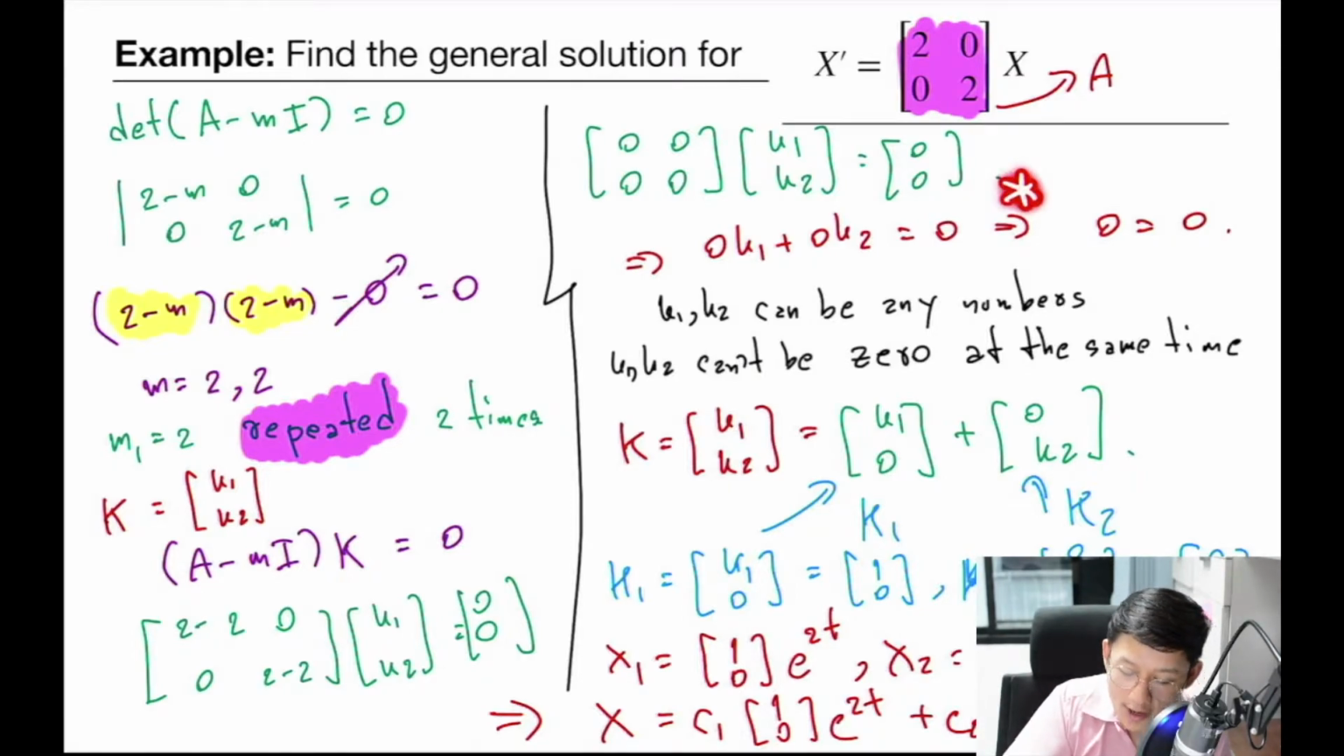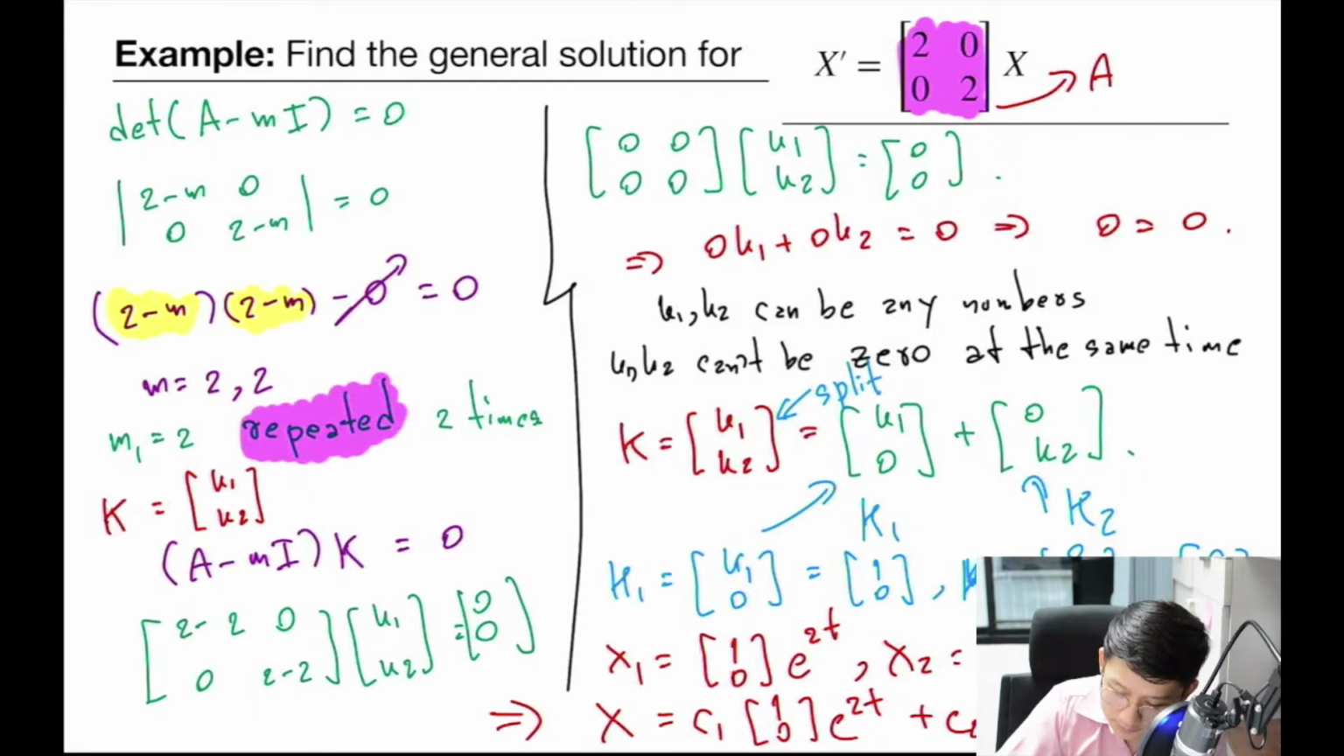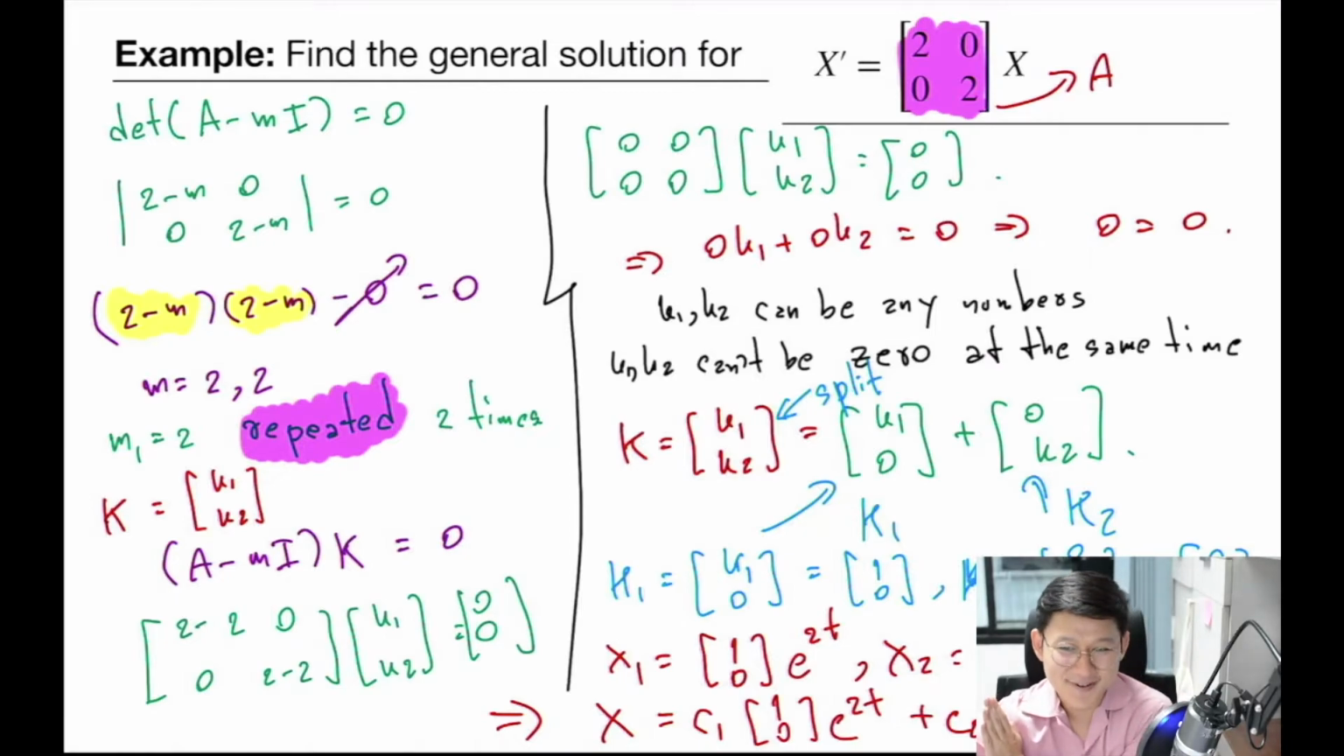Here is where the difference takes place, right? Here is where it's different from the previous section. You can't write k2 in terms of k1, unlike the previous section. So when you can't do that, you need to split this k. Let me write it down here. You need to split it in terms of K1 and K2.